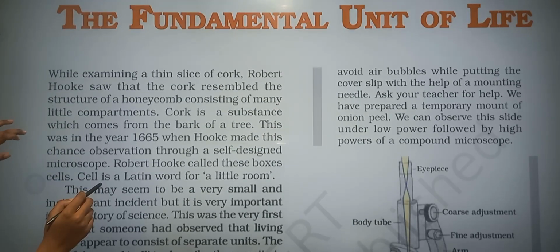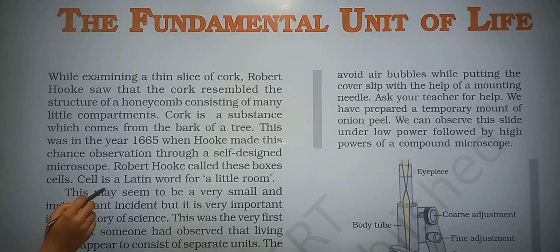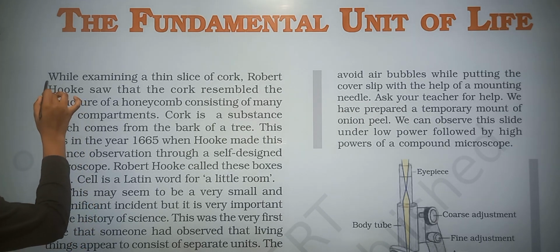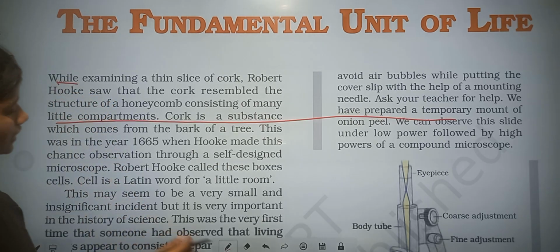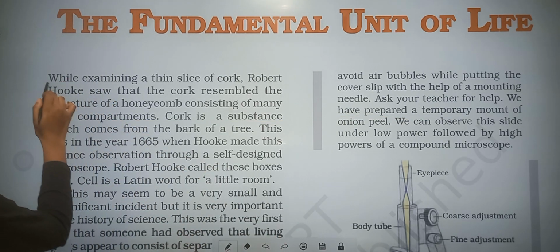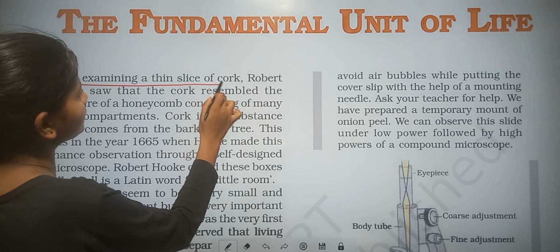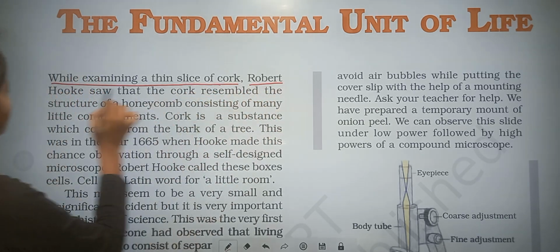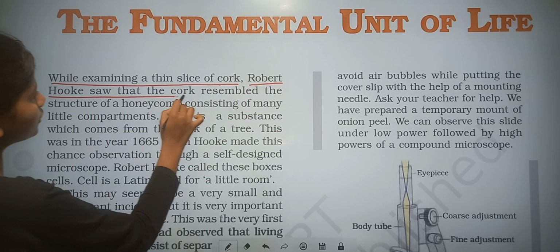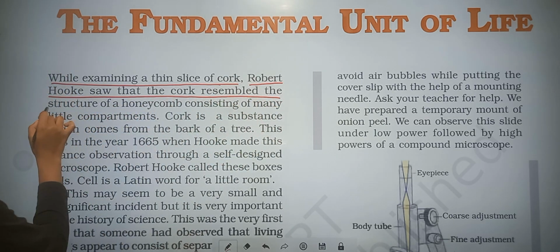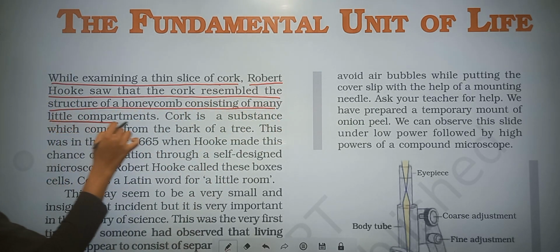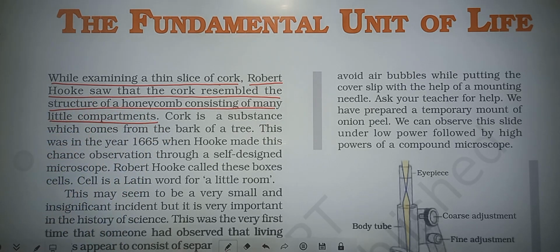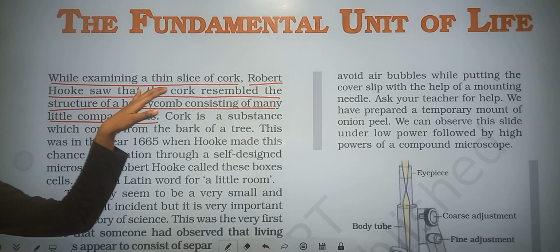While examining a thin slice of cork, Robert Hooke saw that the cork resembled the structure of a honeycomb consisting of many little compartments. While examining a thin slice of cork.